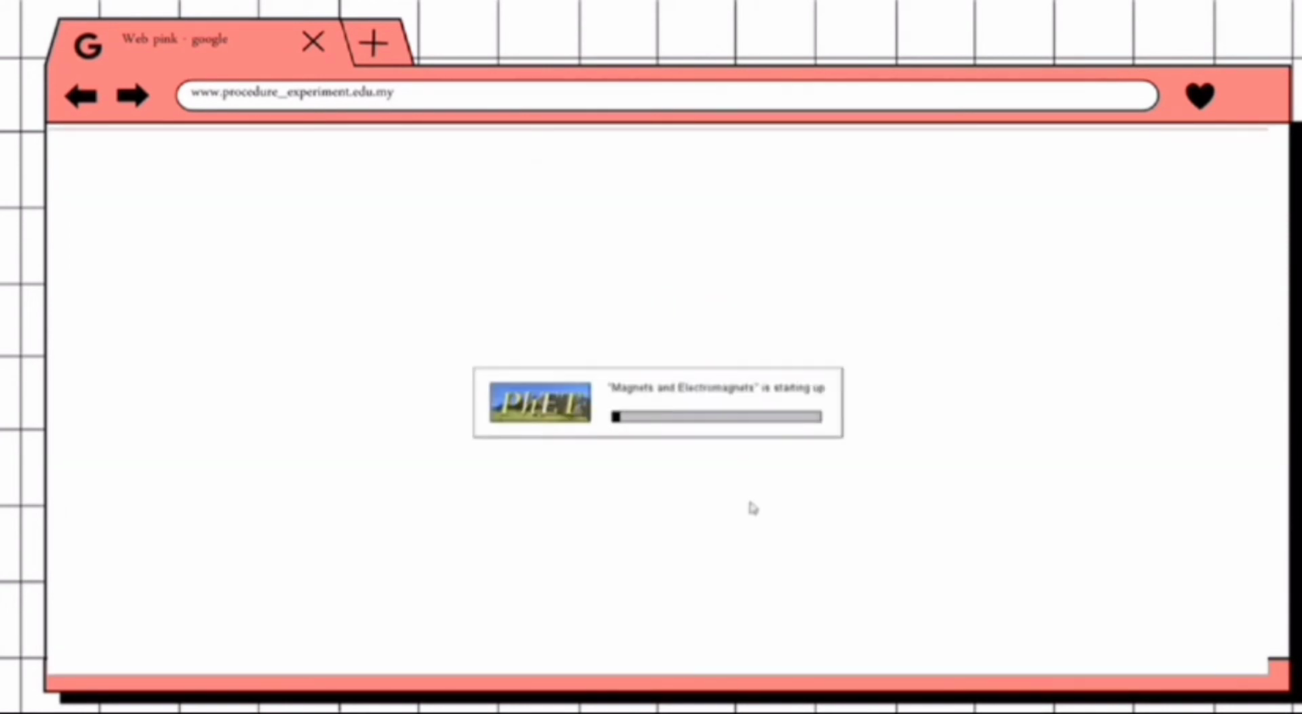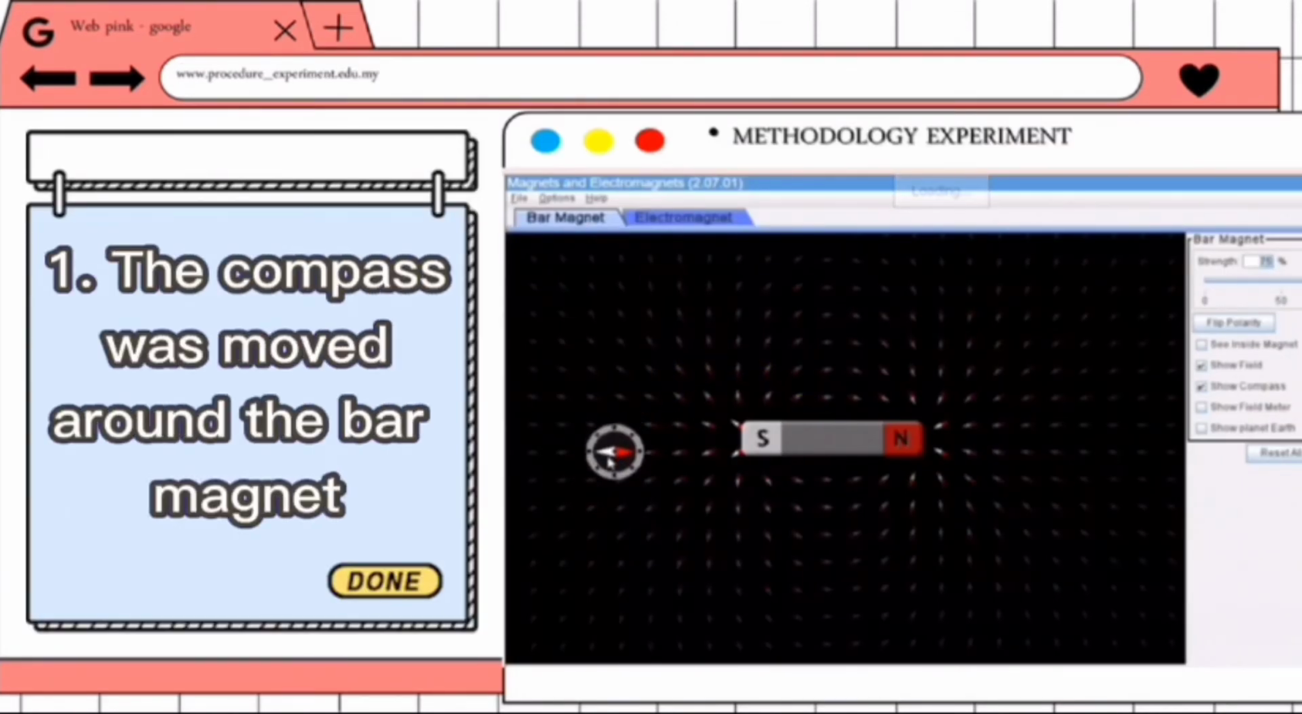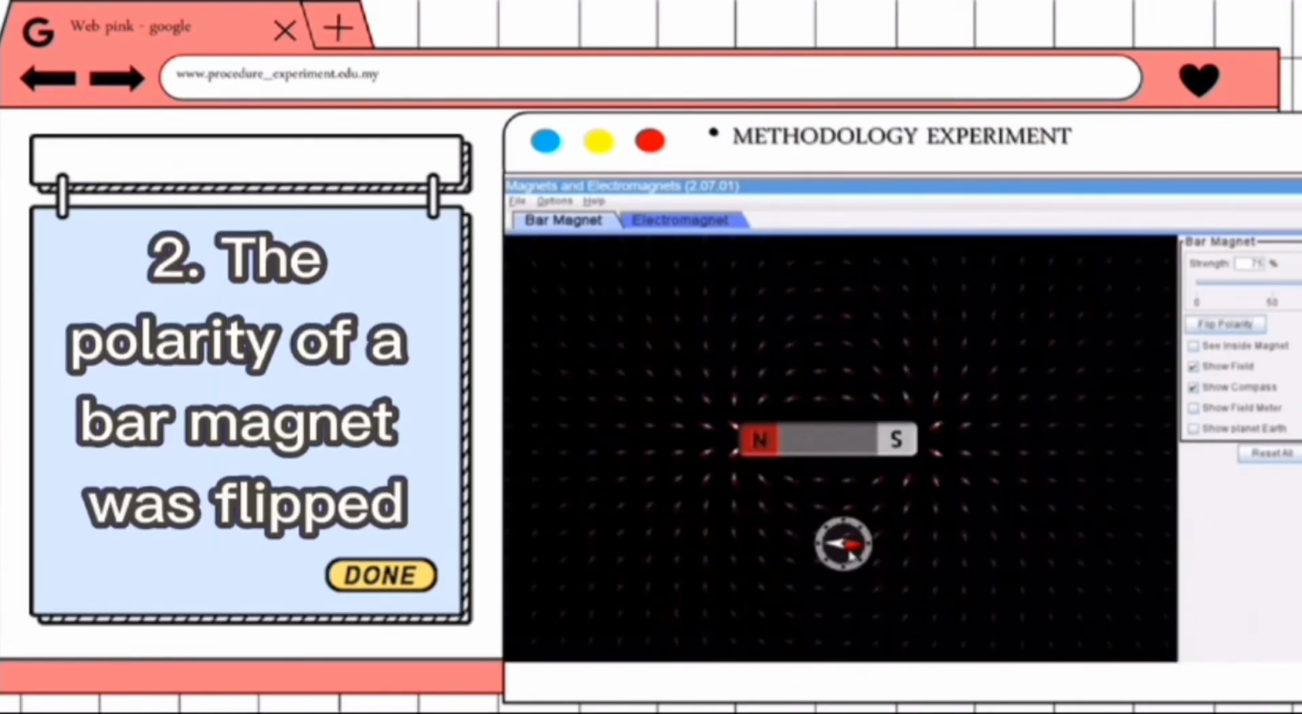So, looking for a bar magnet simulation, firstly, the compass was moved around the bar magnet to see which pole of the magnet the red compass needle points towards. Next, the polarity of the bar magnet was flipped to see if the red needle of the compass still points towards the same pole or not.